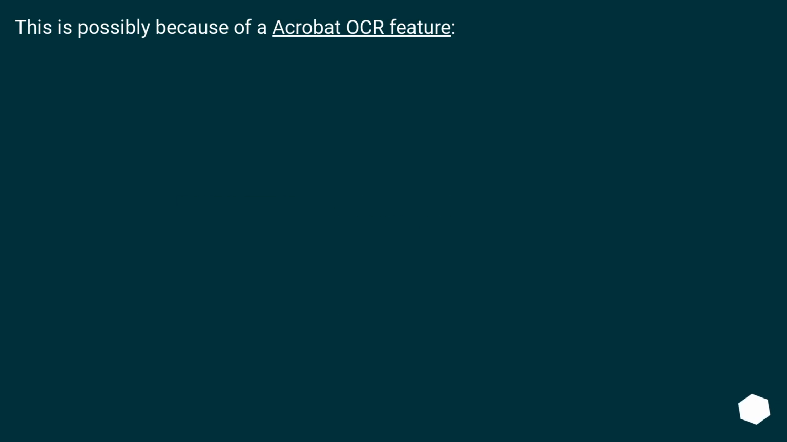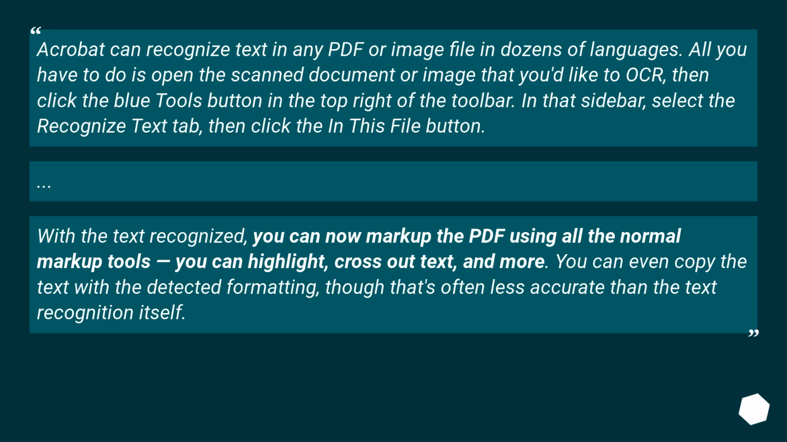This is possibly because of an Acrobat OCR feature. Acrobat can recognize text in any PDF or image file in dozens of languages. All you have to do is open the scanned document or image that you'd like to OCR, then click the blue Tools button in the top right of the toolbar. In that sidebar, select the Recognize Text tab, then click the In This File button. With the text recognized, you can now mark up the PDF using all the normal markup tools. You can highlight, cross out text, and more. You can even copy the text with the detected formatting, though that's often less accurate than the text recognition itself.